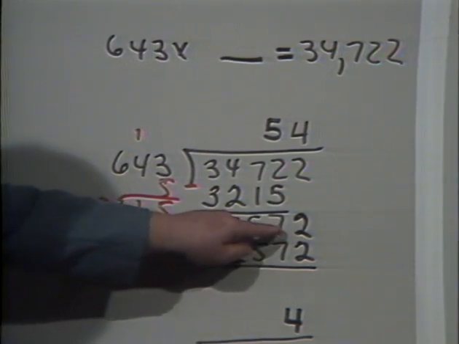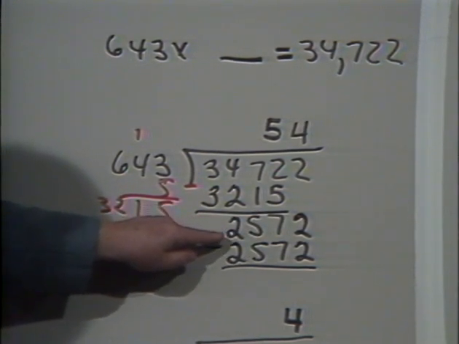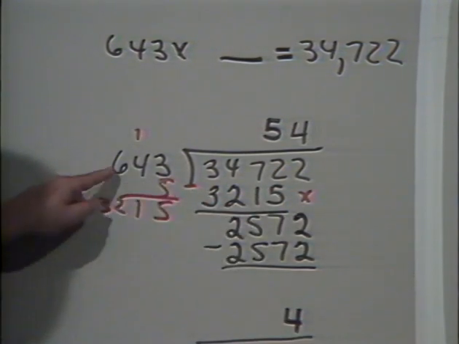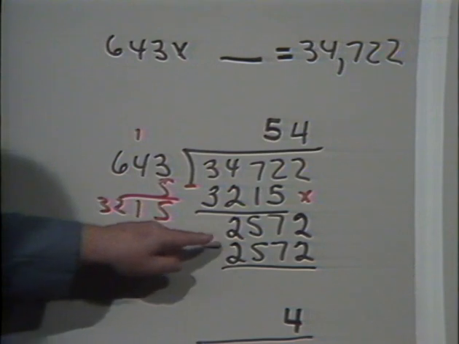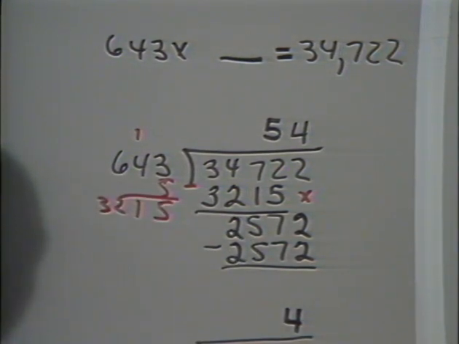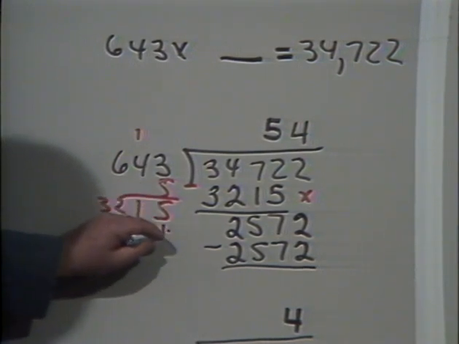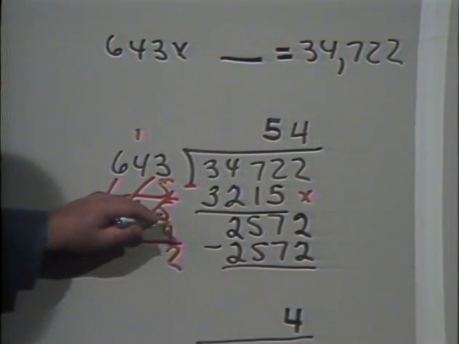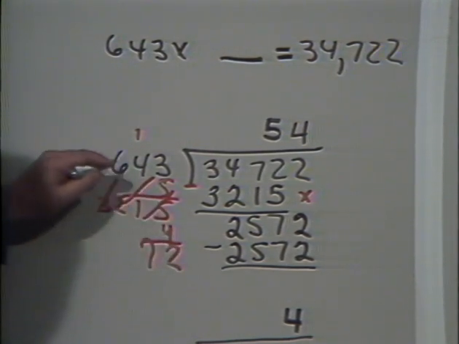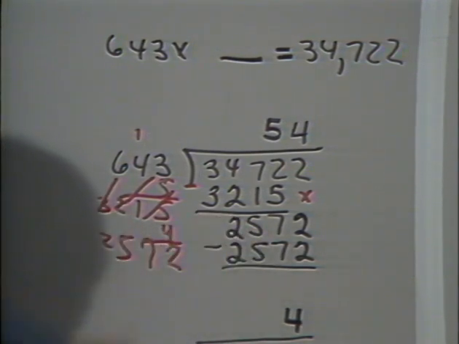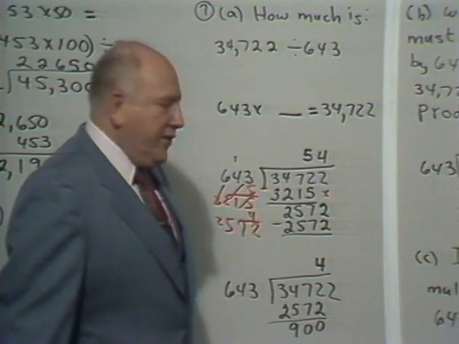I subtract, that's 7, 5, 2. I bring down the next digit, which is a 2. Now I take another guess. How many times does 643 go into 2572? Well, 6 goes into 25 about 4 times. I'll try that guess. If I put a 4 here, 4 times 3 is 12, carry the 1. 4 times 4 is 16 and 1 is 17. 4 times 6 is 24 and 1 is 25. This goes in exactly the right number of times. There is no remainder. So the answer to part A is 54.